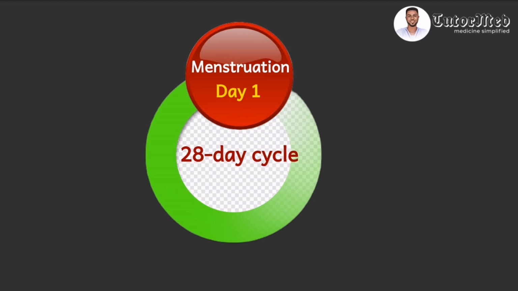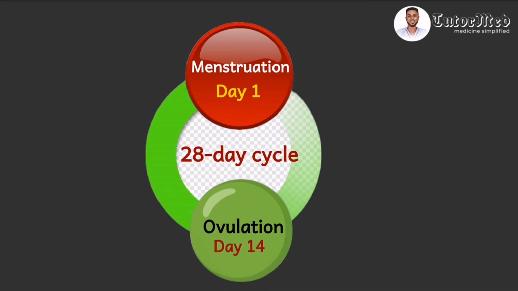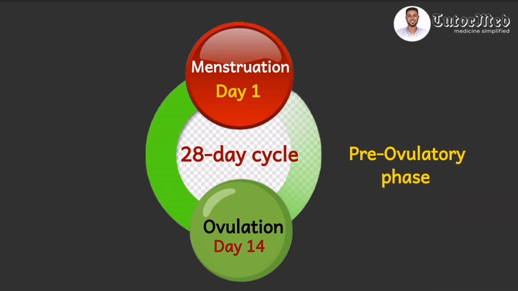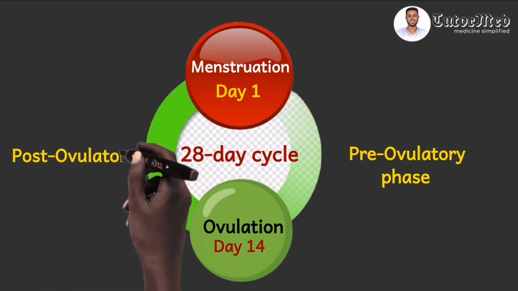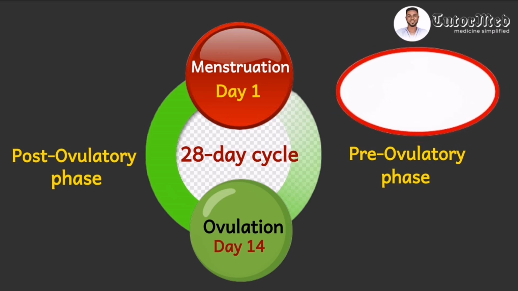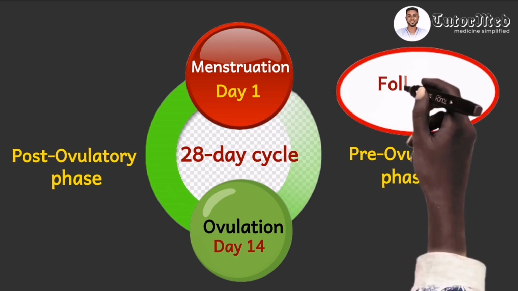Then, at day 14 of the menstrual cycle, ovulation occurs. And so for that menstrual cycle, ovulation can be said to occur 14 days after the first day of menstruation, or 14 days before the onset of the next menstrual cycle, right? And so because of that, the menstrual cycle can be described as having a pre-ovulatory stage before ovulation, so before day 14, and then a post-ovulatory stage after day 14, but before the onset of the next menstrual cycle, right? Now, during each stage, some changes occur in both the ovary and the endometrium. And so, the changes that occur in the ovary during the pre-ovulatory stage of the menstrual cycle is called the follicular phase.